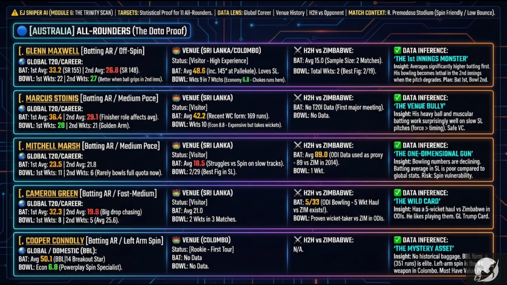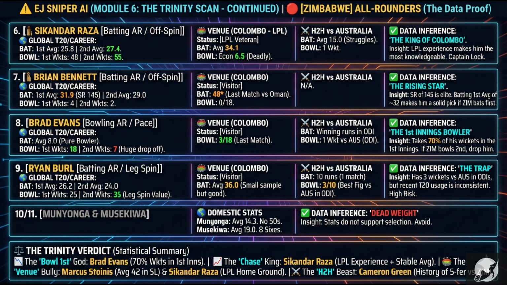And finally, the mystery asset, Cooper Connolly. Zero history against Zimbabwe. But his left-arm spin is the #1 weapon in Colombo. He is your secret weapon. Data validated. Now, let's cross-examine Zimbabwe. Sniper. Shift your scope to the Zimbabwe data vault.